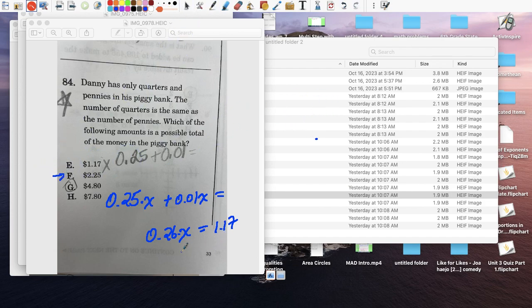F, again, 0.26, right? If you had that, and what if it was equal to $2.25? Can you use the same amount of quarters and the same amount of pennies to add up to $2.25? Well, again, you would do the same thing. 2.25, 0.26, so this becomes 26 into 25.